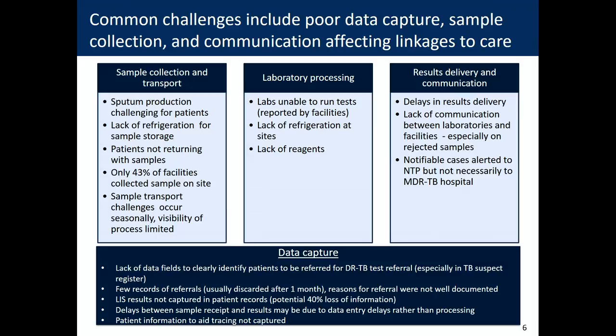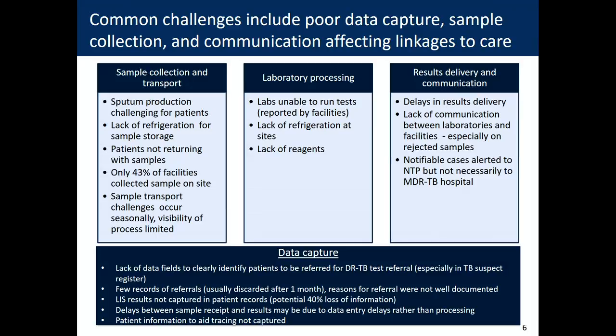And then notifiable cases are only alerted to the NTP, but were not always notified down to the district or MDR-TB hospital. So the whole chain wasn't connected in the same way, so that a notified case wasn't identified to all levels of care simultaneously. For data capture, like we mentioned, it would be helpful to have some data fields to clearly identify patients to be referred for DR-TB test referral, especially in the TB suspect register. There are no records of referrals, actually. A lot of referral slips are discarded after 1 month, so tracking a referral is very difficult.